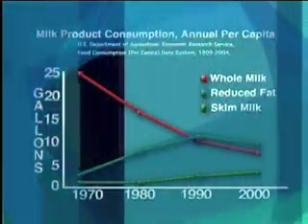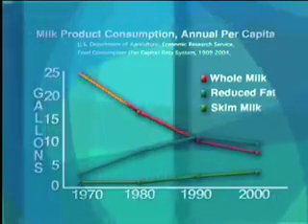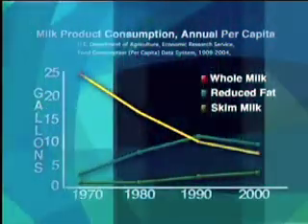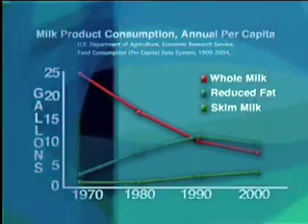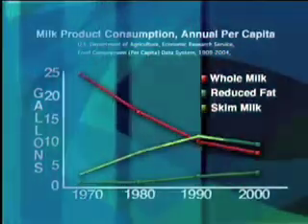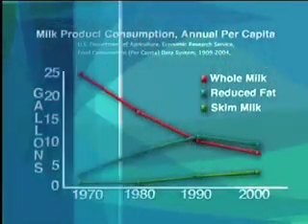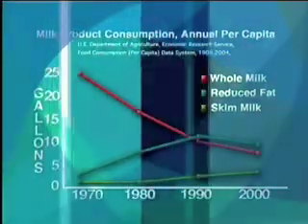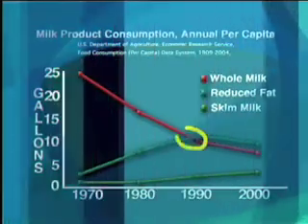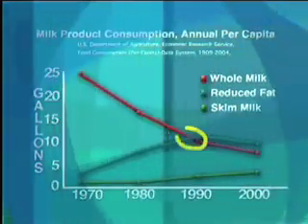We can see in this example that the consumption of whole milk has declined dramatically from 1970 to 2000, while the consumption of reduced fat and skim milk has increased. Another advantage is that we can see the point at which Americans were drinking the same amount of whole and reduced fat milk. You can learn more about graphs and charts in CPE workshops.